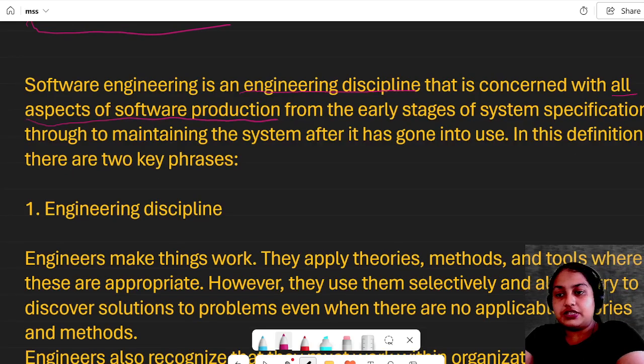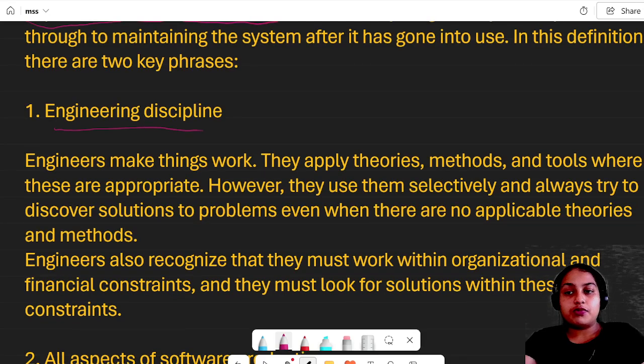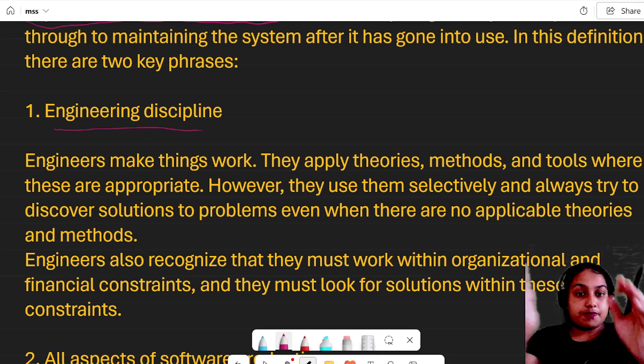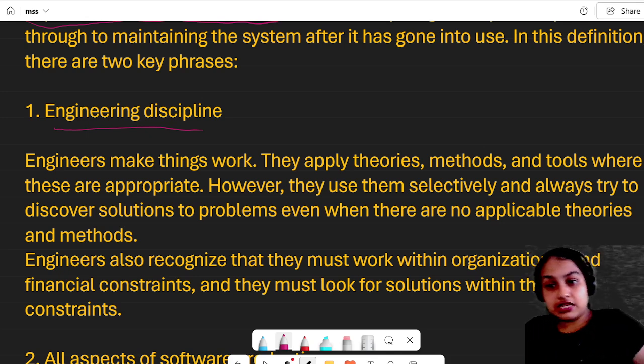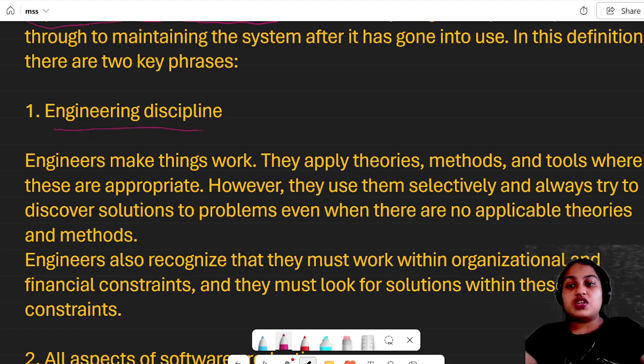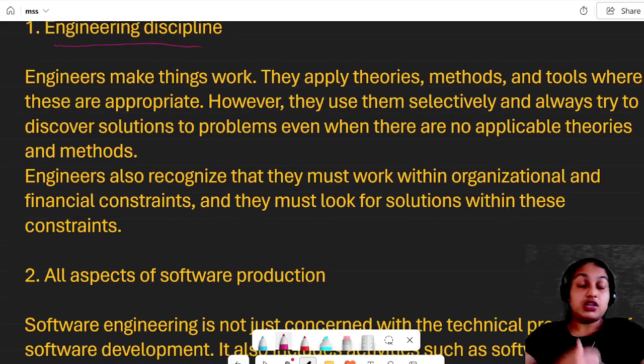So what is engineering discipline? Engineers make things work. That is, from the theories, methods and tools, wherever they are appropriate, we use them selectively and then we try to discover solutions to problems. Even when there are no applicable theories and methods, we will make things work. Engineers also recognize that they have lots of constraints, like organizational constraints and financial constraints. So they must look for solutions within these constraints. That is what they mean by engineering discipline.